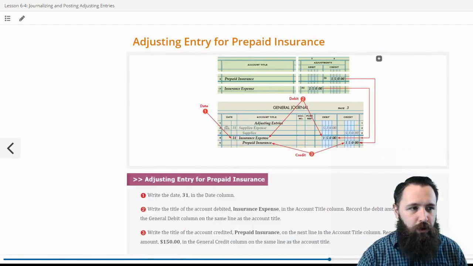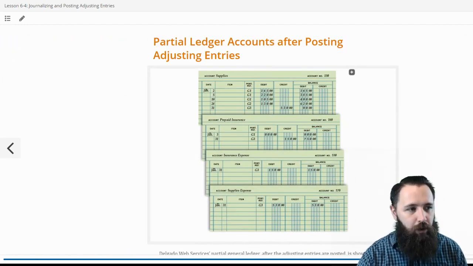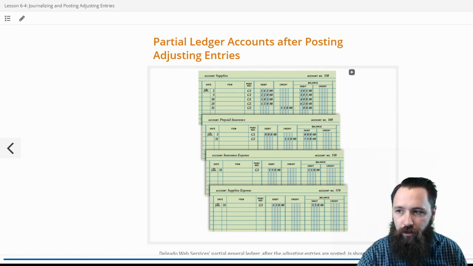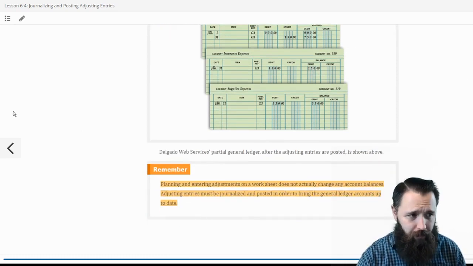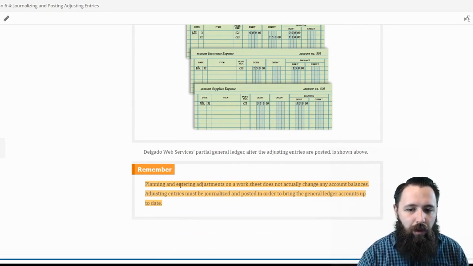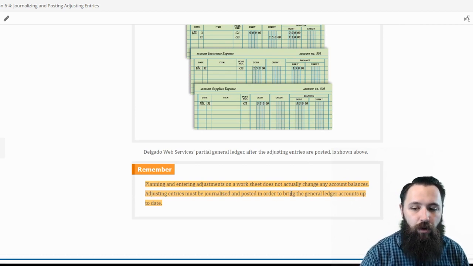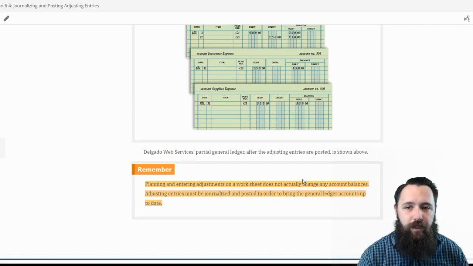You can see that this is pretty short, but I just want to bring you to the last slide because this brings us to the why for why we're actually doing all this. If you look at this statement, it says, remember, planning and entering adjustments on a worksheet does not actually change any of the account balances. Adjusting entries must be journalized and posted in order to bring the general ledger accounts up to date.